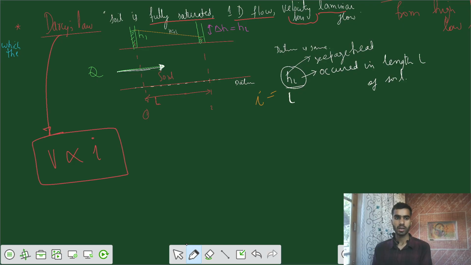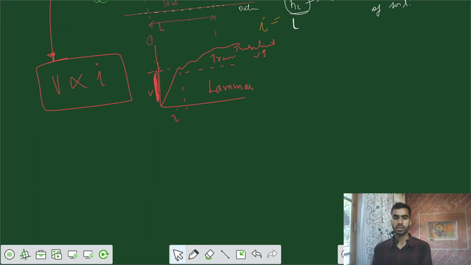That's your Darcy's law. In this part, the velocity was in what you call the laminar condition, so in this condition the velocity is proportional to the hydraulic gradient. After that we can have a transitional phase and a turbulent phase if the velocity is more. In this part the velocity is less, so we say the velocity is proportional to the hydraulic gradient. Now we need to remove that proportionality, so we have V equals K times i.